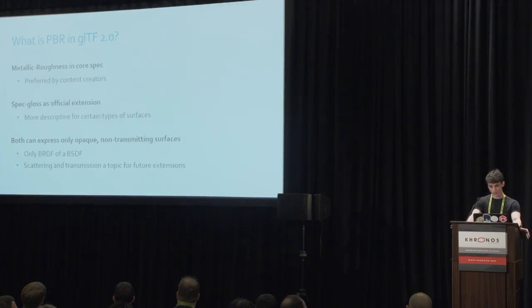And one of the most popular, which we ended up going with, was the metallic roughness model. Typically preferred by content creators, however, as you have heard, spec gloss is offered as one of the official extensions. And one thing to note is that right now we're really only talking about BRDFs, so encapsulating physically based reflections. We're not talking about refraction and physically based transmission at this point.